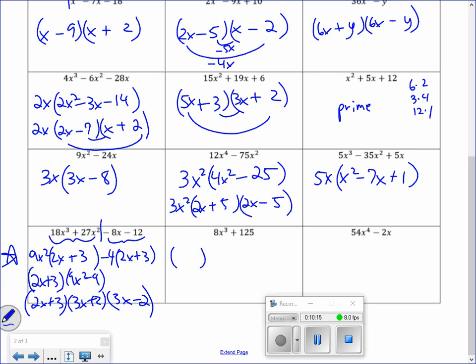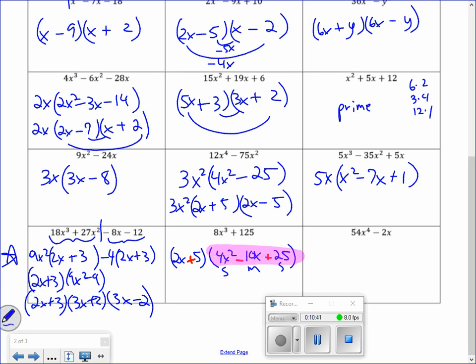So I have a binomial and a trinomial. I'm going to have 2x because that makes 8x to the third. I have 5 because 5 times 5 times 5 is 125. I do my square, multiply, square. So square the 2x, I get 4x squared. Multiply 2x and 5 together, 10x. Square the 5, you get 25. And then remember, you do your SOAP. Same, opposite, always positive. This back part here, it never factors again, so you don't have to worry about it.